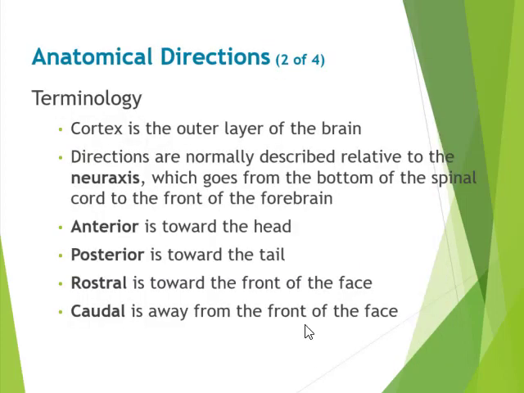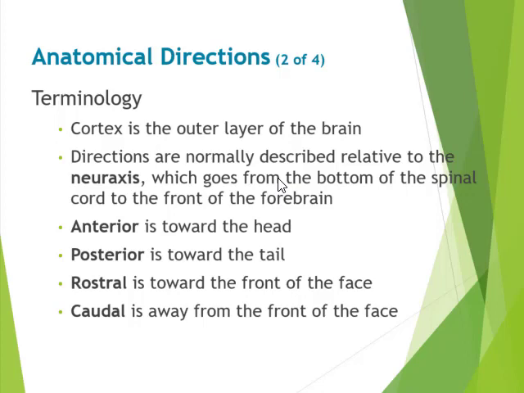In terms of anatomical directions, it's really important to understand these terms because a lot of brain areas are described in terms of their spatial positioning or relationship to other brain areas or to the central axis of the body. So the 4 or 5 terms that you'll need to know in terms of directions are listed here. The cortex we've described as being the outer layer of the brain.